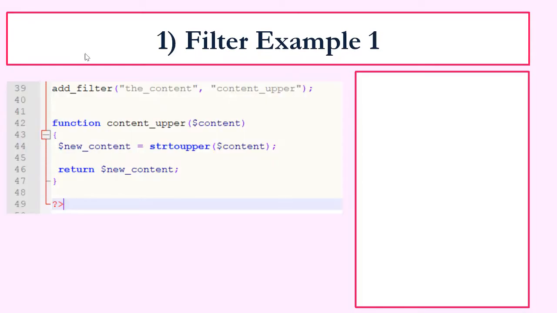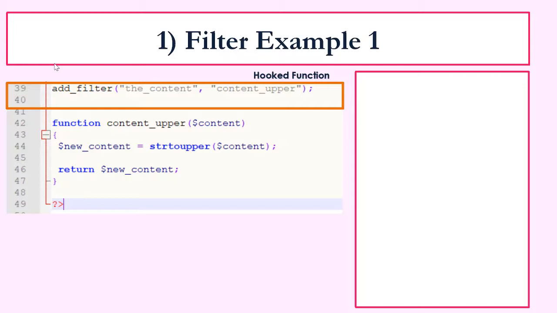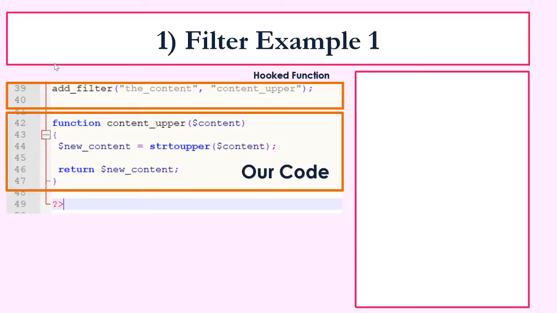Okay, so let's look at a filter example. It's the same structure, so even though they've swapped around, so our hooked function at the top and our functions at the bottom, it doesn't really matter which way you do it, but it's still the same structure. And so instead of saying add action, we've just add filter, and we have two parameters. We have the content, which is our hook, and then content upper, which is our function that we're calling here.